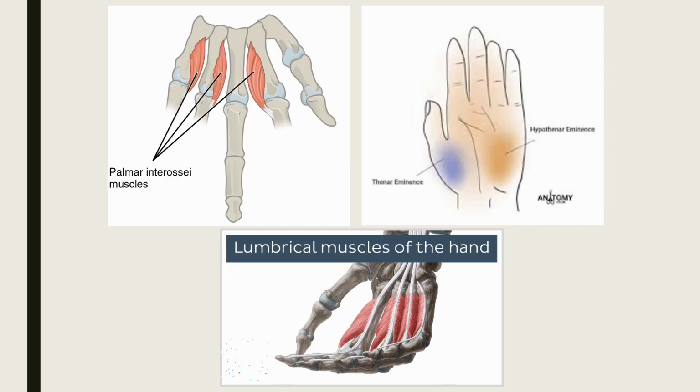The muscles of the hand are confined to the palm, but their tendons proceed to the digits. They are the interosseous muscle, the thenar eminence, the hypothenar eminence, and the lumbrical muscles.